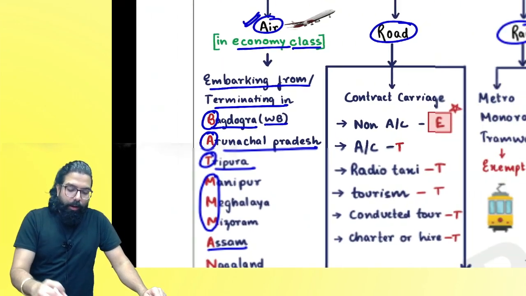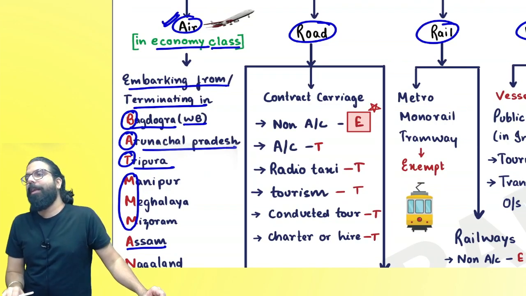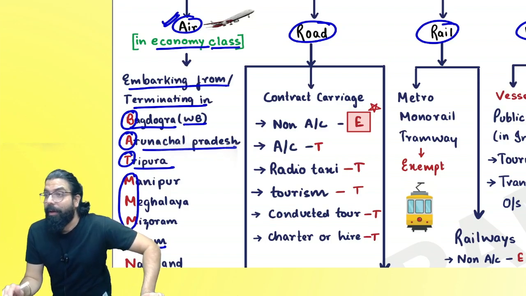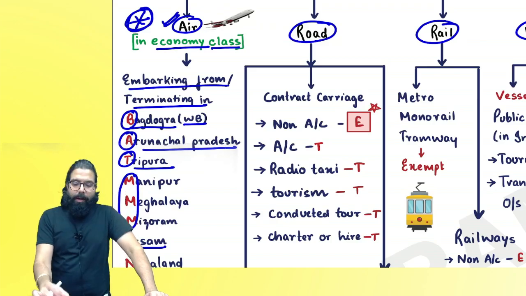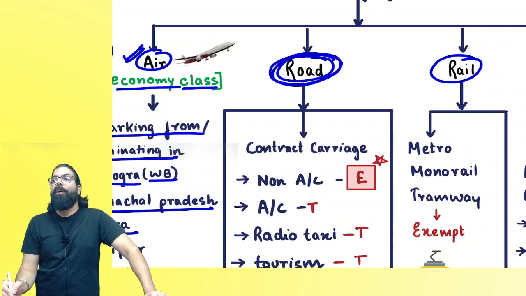Now, if you are going to BATMANS or coming from BATMANS, on the air ticket they will not go ahead and charge any GST, but only in case of economy class. Very, very important for your exam. Remember. Theek hai, everyone? The next one over here is, if transportation of passenger is done by road.